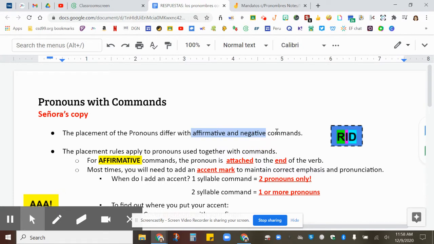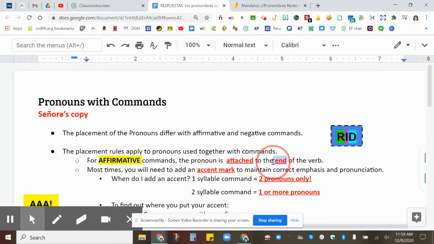The placement of pronouns differs with an affirmative and a negative command. Unlike in a regular sentence, the pronoun goes before the verb. You're going to see the rules here for affirmative commands. What do you do with a pronoun when you're using an affirmative command? Bullet point 2 says the placement rules that apply to pronouns used together with commands are as follows. For affirmative commands, the pronoun is attached to the end of the verb.